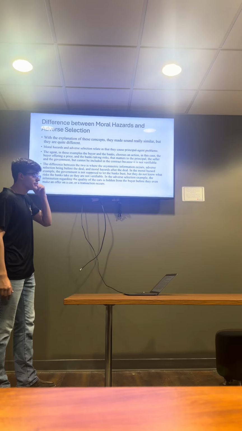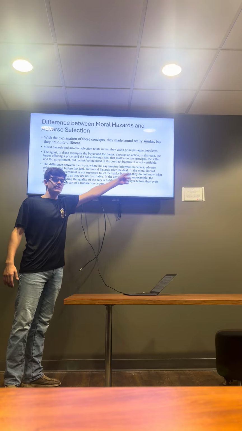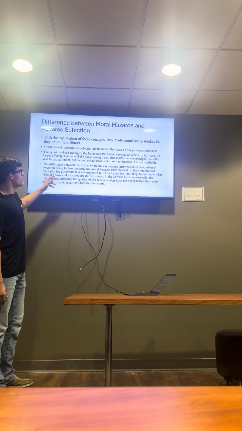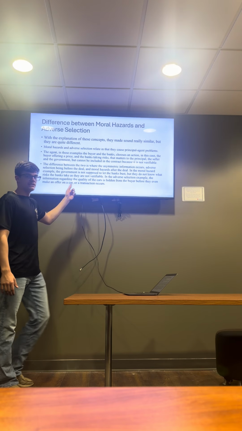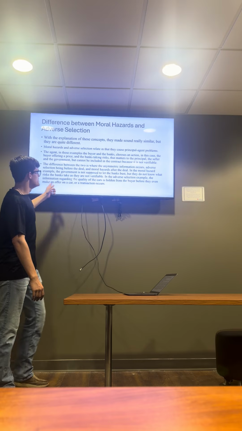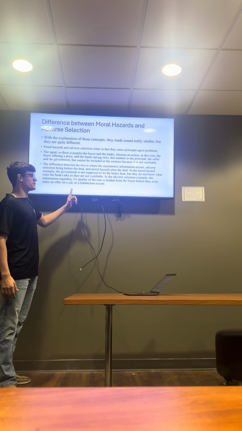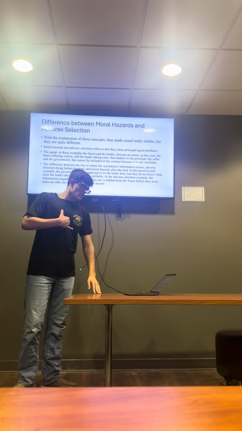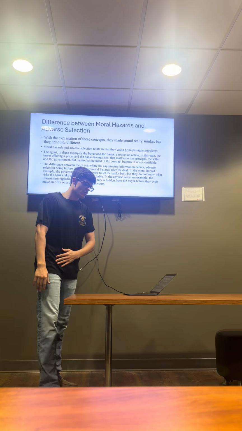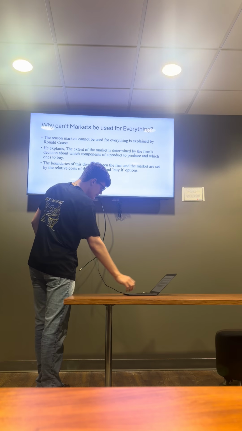Now, while these may sound similar, they are different. The difference is the timing of the asymmetric information. In moral hazards, they happen after the deal is already made. In the adverse selection example, this is before even a deal, an offer, or a transaction occurs, especially in the car example. We don't know what's wrong with the cars, the sellers do, and they already know that before deals even happen, while the buyers do not.